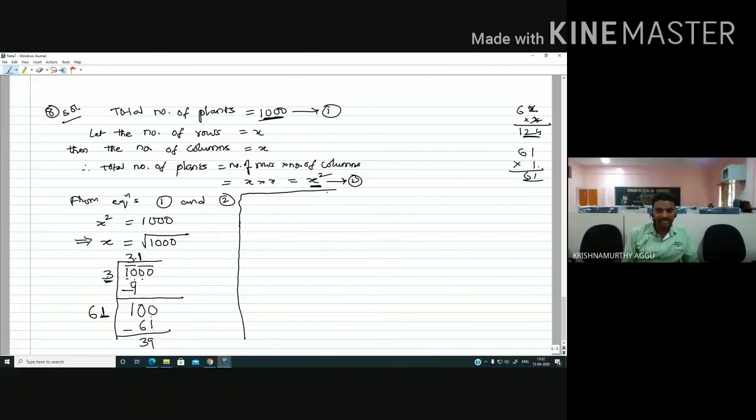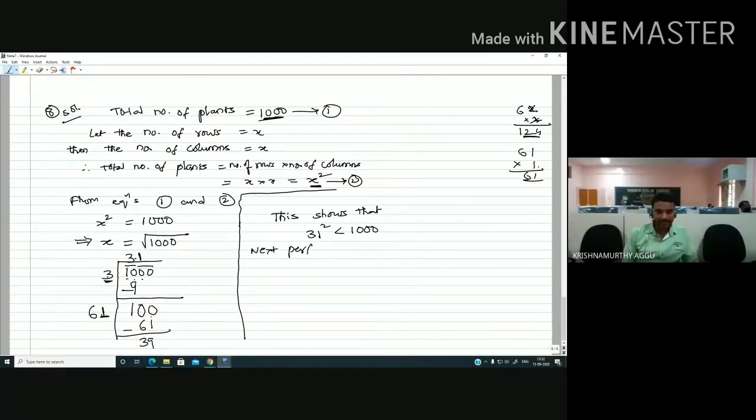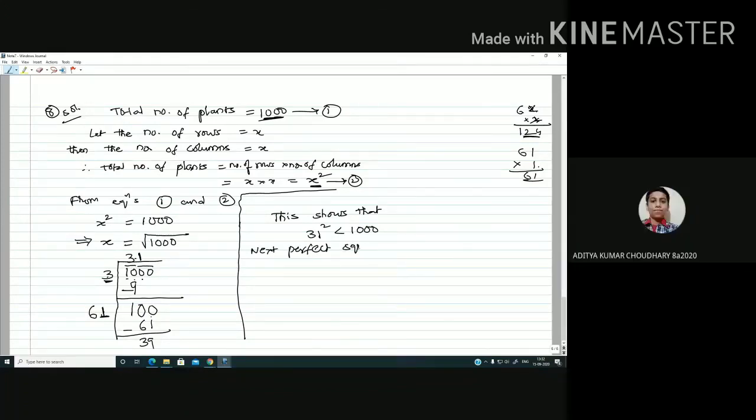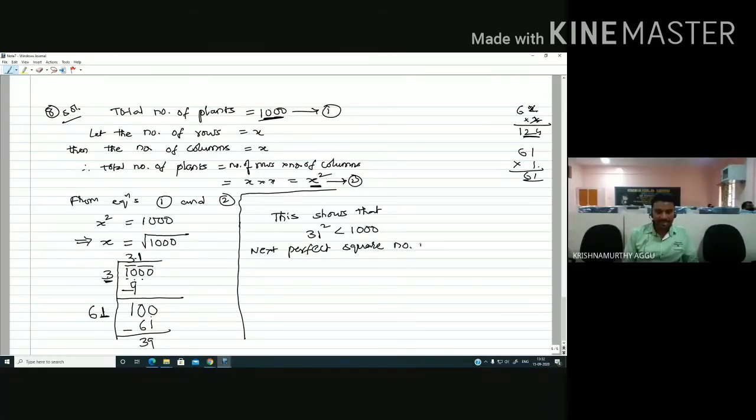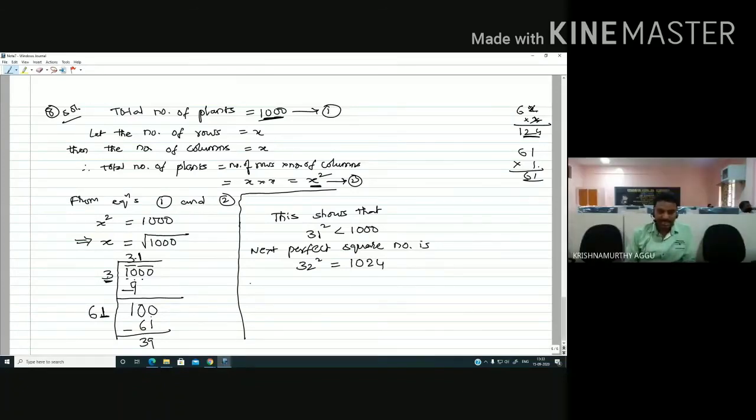Be very careful. Addition and subtraction are not the same. It is different. We can write that this shows 31 square is less than 1000. Isn't it? Yes, sir. So the next perfect square number is 32 square. 32 square is 1024. Hence 1024 is the minimum number of plants.